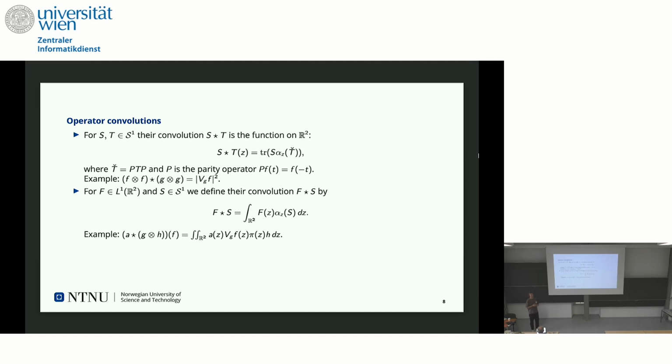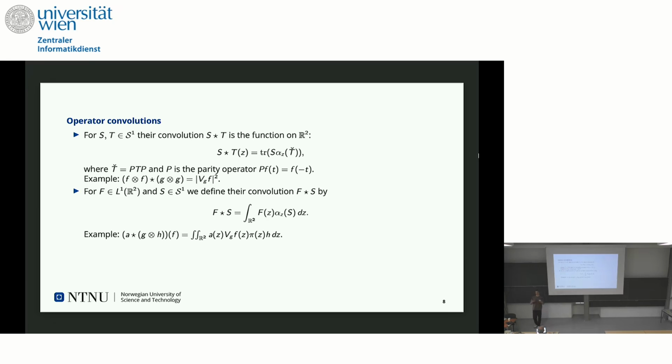Now, if we take an L1 function and a trace class operator, we can also define a function-operator convolution. The capital F here is just a function. And here again, we're going to use our translation of operators as our translation of functions. And our function-operator convolution then defines an operator. So for L1 and S1, we can consider this as a Bochner integral. More generally, we can consider this integral weakly.